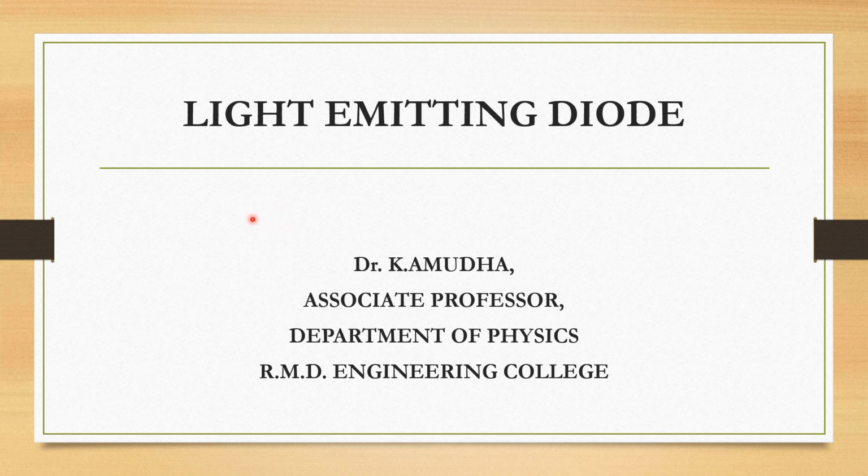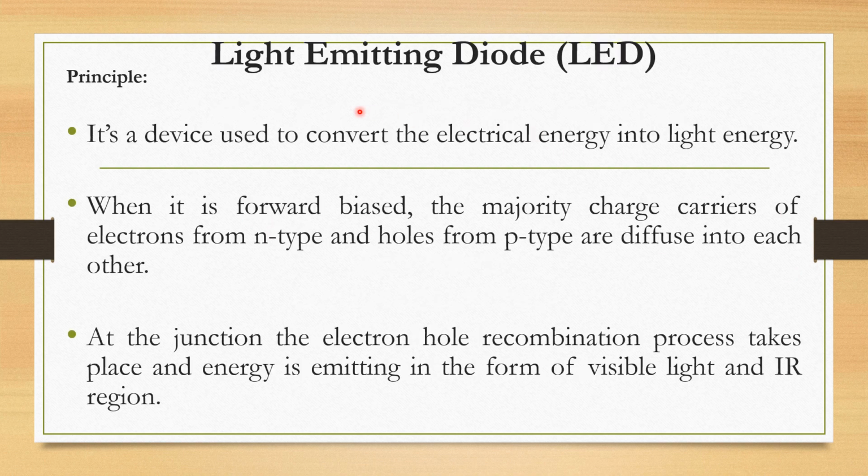In this video, I am going to discuss about light emitting diode. Light emitting diode can be called as LED. Principle: it is a device used to convert the electrical energy into light energy. Light emitting diode, as the name indicates, is basically a PN junction diode which is able to convert electrical energy into light energy.